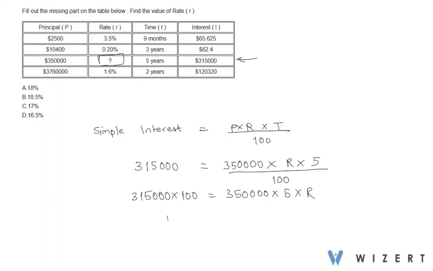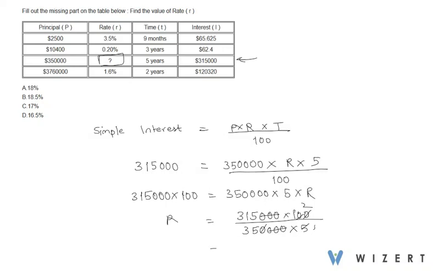So rate will be equal to 3,15,000 multiplied by 100 divided by 3,50,000 multiplied by 5. So these zeros will cancel out. This will cancel out over here. 5 ones are 5, 5 twos are 10.